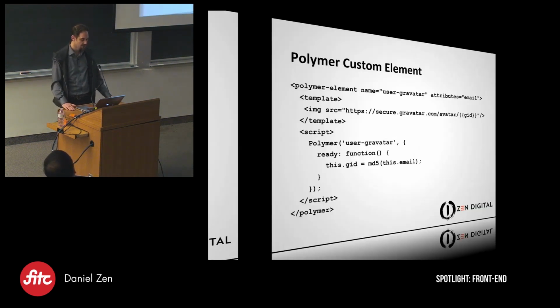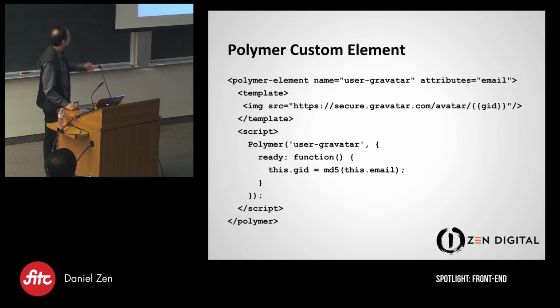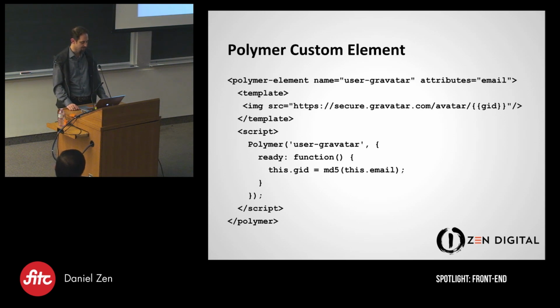Now let's take a look at it using Polymer custom elements. This is newer technology, and once again, defined to be a web standard. So we have a Polymer element. Once again, name is user gravatar, and the attribute's email. And now we have a template that shows what it's going to output. And the output, once again, looks very similar. Image source with the gravatar avatar and the GID. And then the actual script that does it, it actually says the ready has a function. this.gid will equal the MD5 hash of the email. So this is basically they're doing the exact same thing with different technologies.